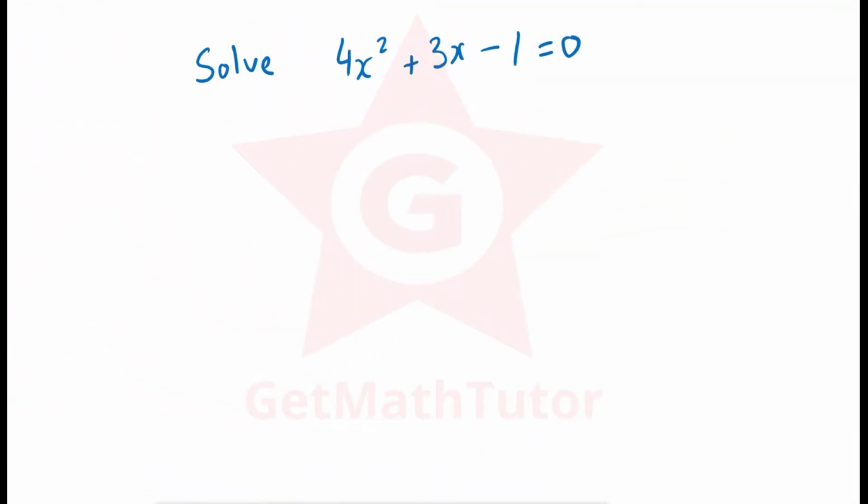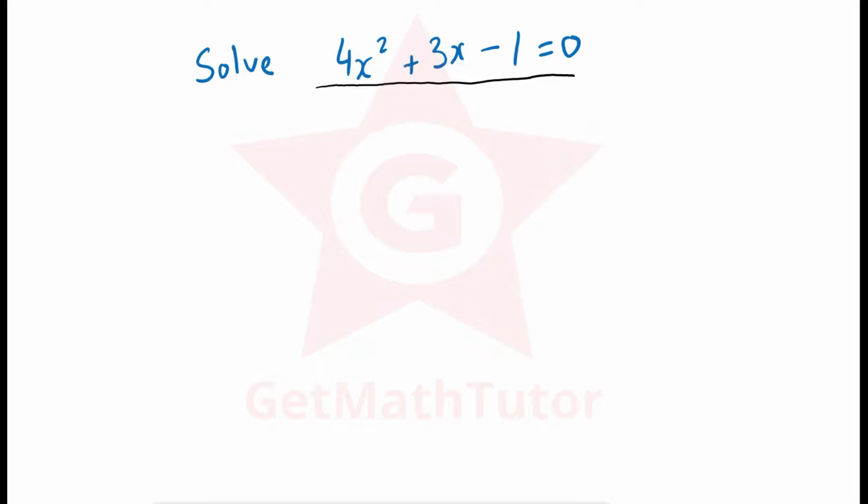So let's talk about how to solve a quadratic equation. The equation I am given is 4x squared plus 3x minus 1. I can use different methods to solve this one, but in this video we are going to focus on the solution using the quadratic formula. Now, what is the quadratic formula?